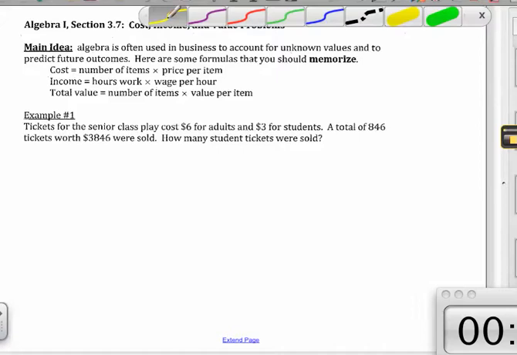The thing today: algebra is often used in business to account for unknown values and to predict future outcomes. So we use word problems. We use algebra in business a lot. Business people might say, I don't use algebra, but they do. The process that they're going through is algebraic. They're finding unknown values, and they're using that to predict what happens in the future.